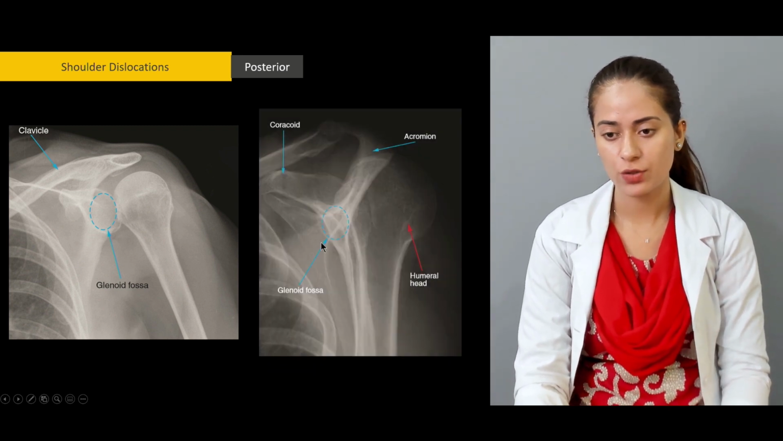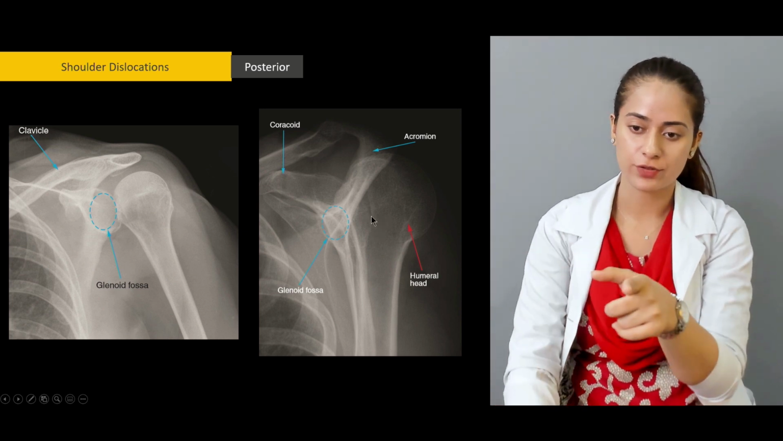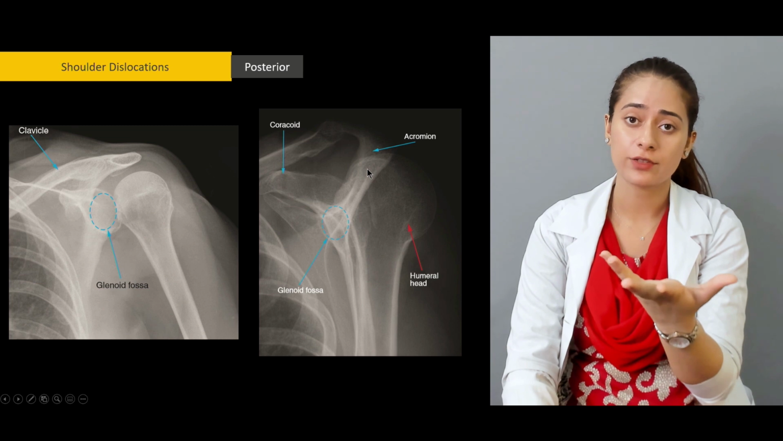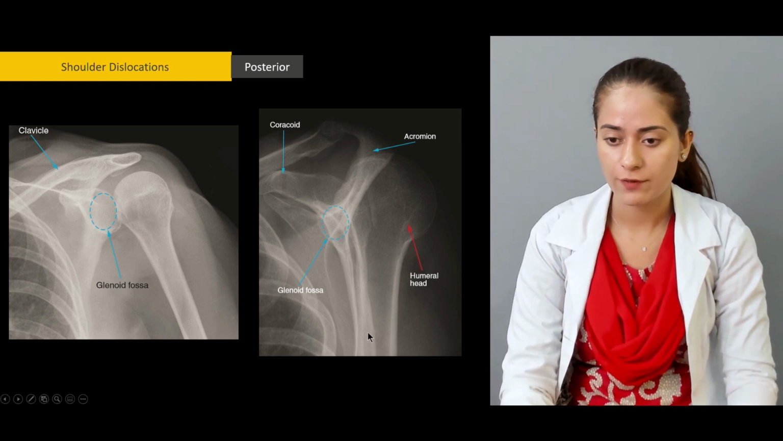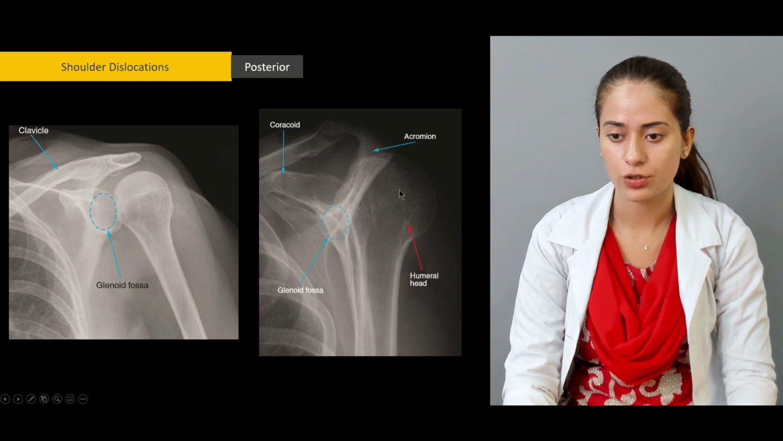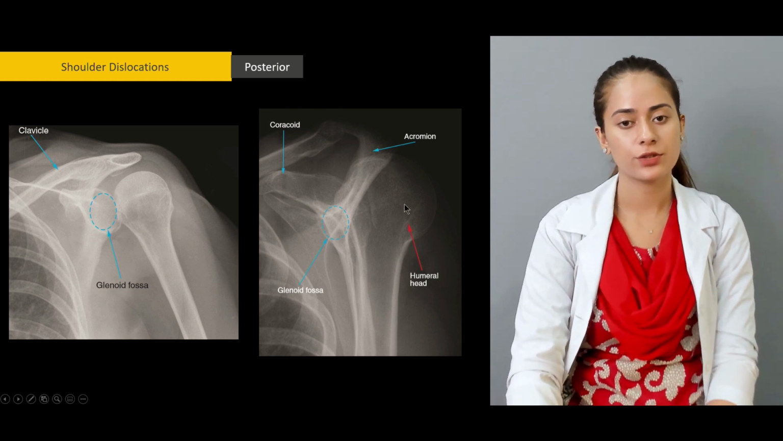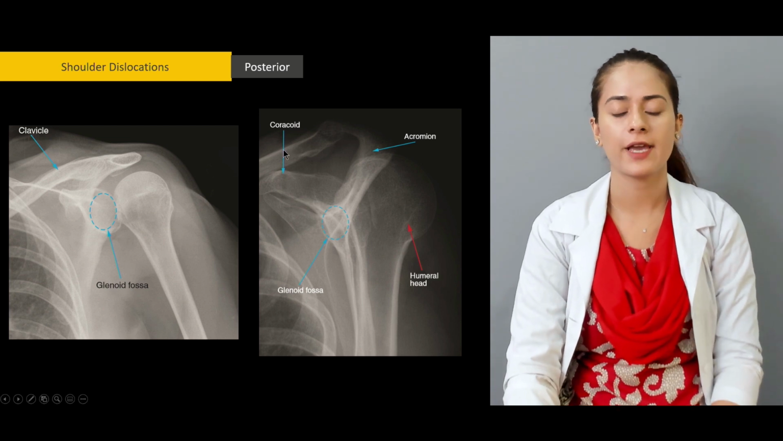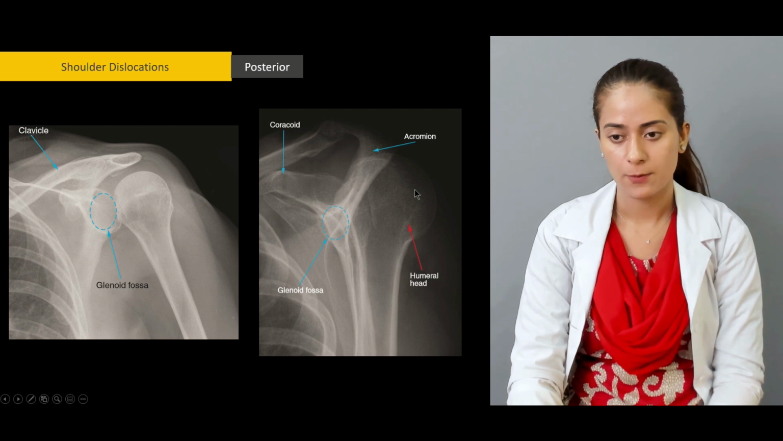This was an AP view, and this is a lateral view. Actually the Y view is also called a lateral view. So this is a Y view: the glenoid cavity, the coracoid, the acromion, and this is the humeral head here facing posteriorly. So it's a posterior shoulder dislocation. Not as common as the anterior-inferior dislocation, but it is seen.